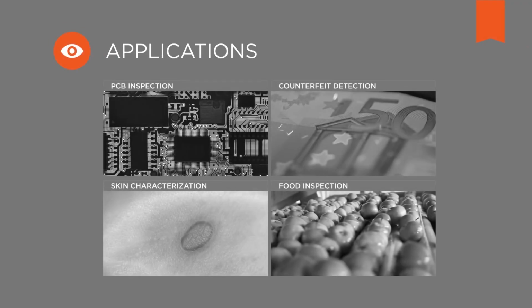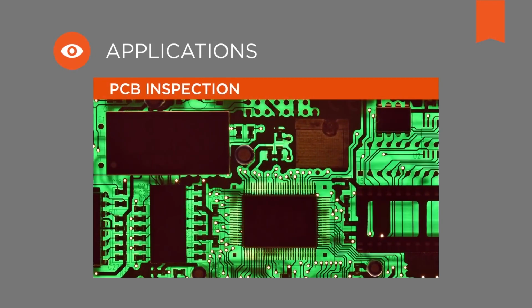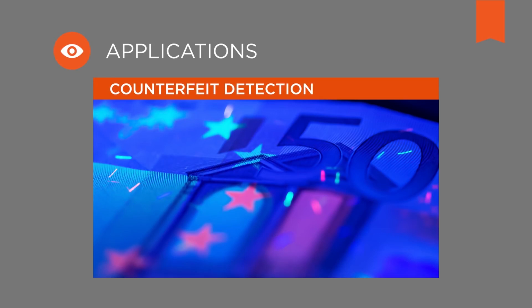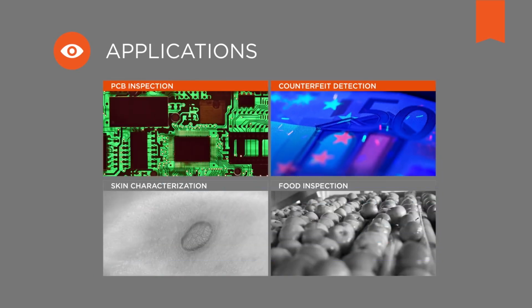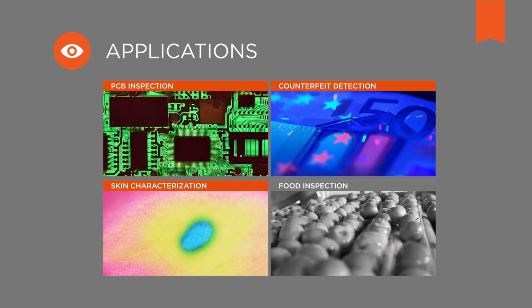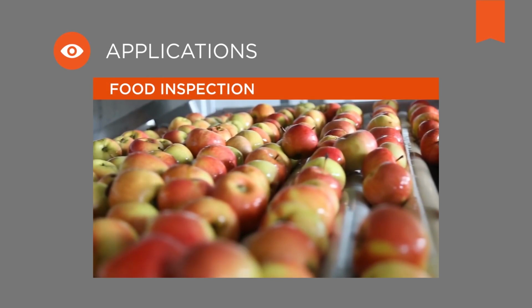Multispectral cameras are used for printed circuit board inspection, counterfeit detection on banknotes, and skin characterization and dermatology. The main applications for multispectral cameras, however, are in the food industry.